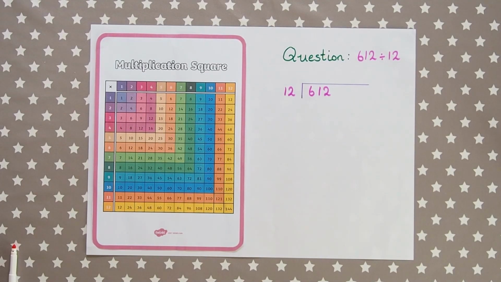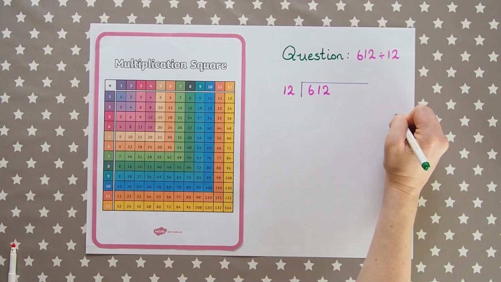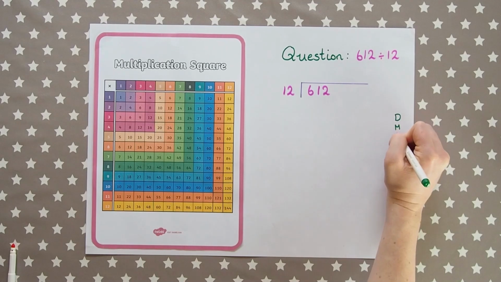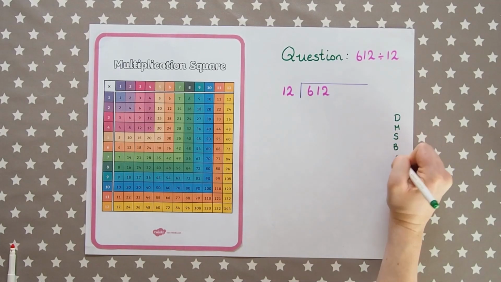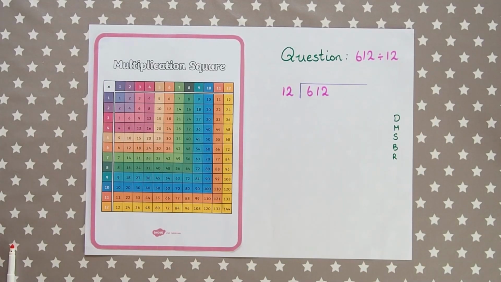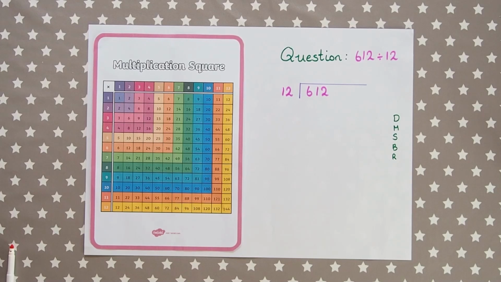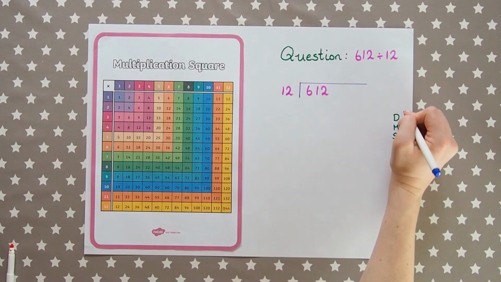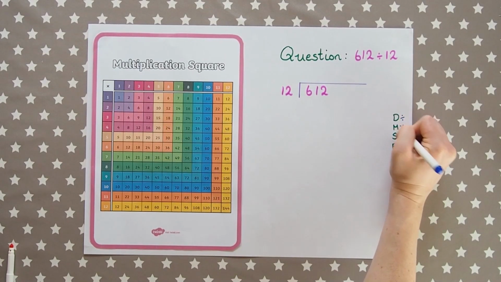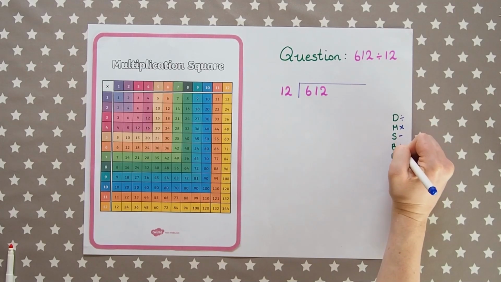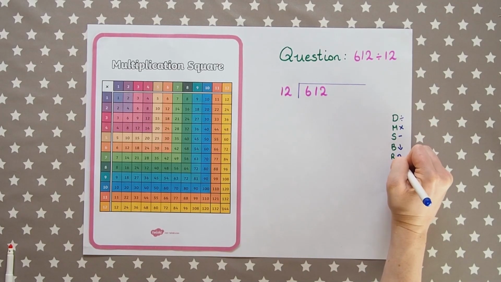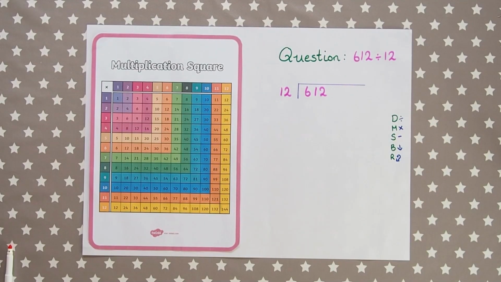Let's begin. First thing we're going to do is we're going to write down our family rules on the outside as a little guide and reminder. Dad, Mom, sister, brother, and Rover. Now I would highly recommend that you would continue to do this until you feel comfortable enough to remember all the steps by yourself without it. And let's begin.